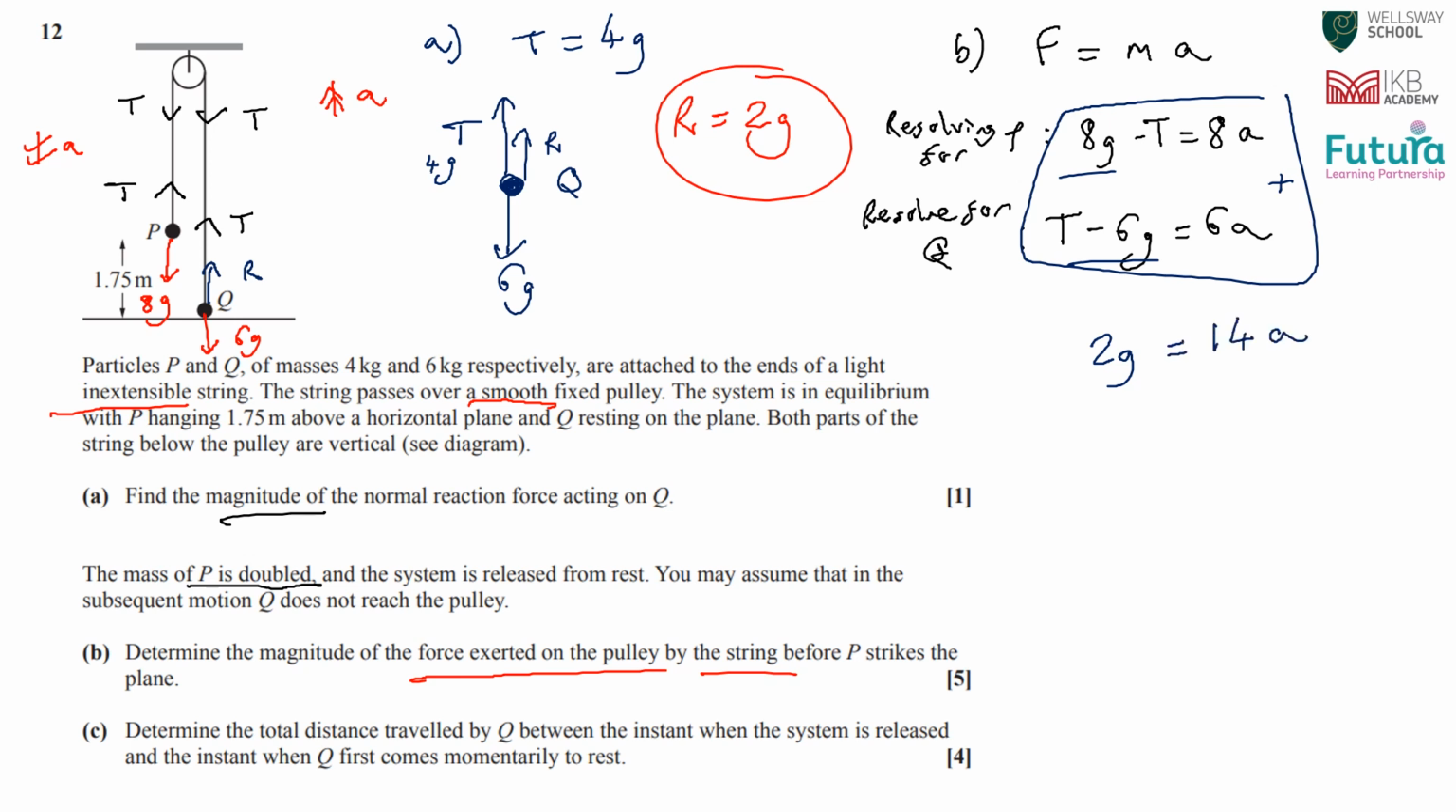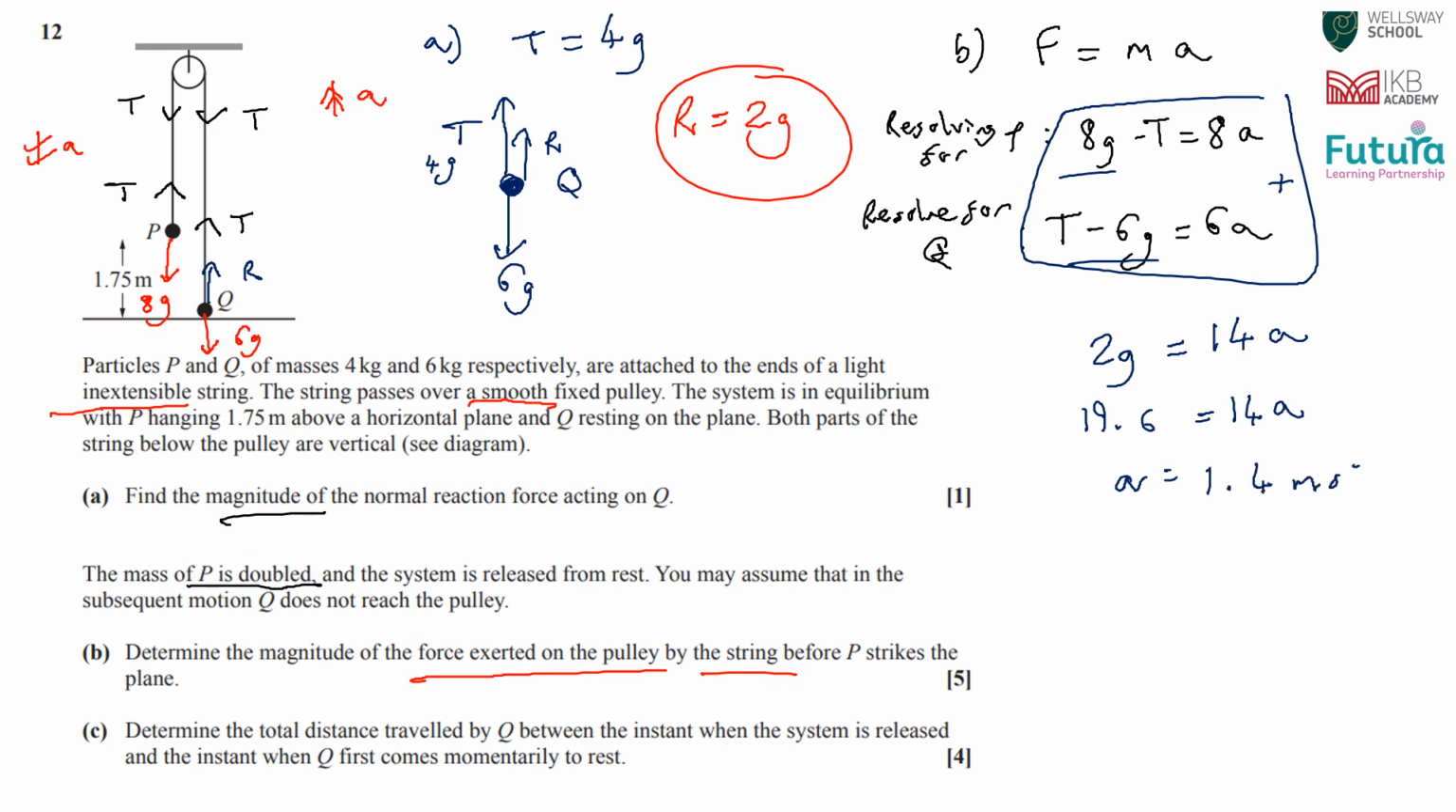So this is useful because this gives us our acceleration. 2G, just remember, means 2 lots of 9.8. So we get 19.6 equals 14A. And therefore A is, let's just check this, 19.6 divided by 14, 1.4.